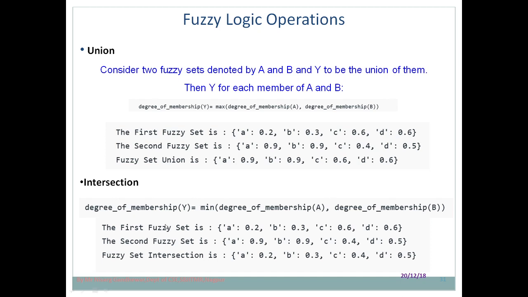So here fuzzy set A and fuzzy set B. So after applying intersection operation, what you need to do is apply intersection operation, and intersection operation is represented by minimum. So between these two, which one is minimum? 0.2 is minimum. Between these two, which one is minimum? 0.3 is minimum. Between these two, 0.4 is minimum. Between these two, 0.5 is minimum. So this is how we obtain the resultant set after applying intersection operation over fuzzy set A and fuzzy set B.